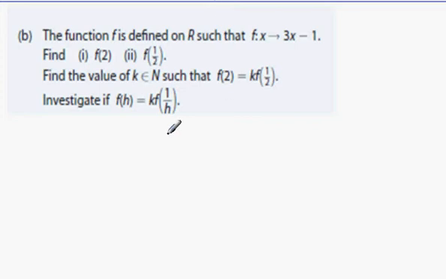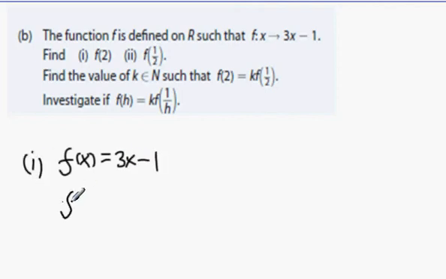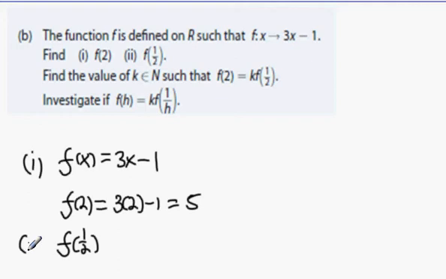Basically we're going to find f of 2 first, right? F of 2, if f of x equals 3x minus 1, therefore f of 2 must be 3 times 2 minus 1, which is, anybody? It's 5. Then we're going to get f of a half, which is part 2. It's going to be 3 times a half minus 1. And what do we get for that? A half, right? 1.5 minus 1 is a half.